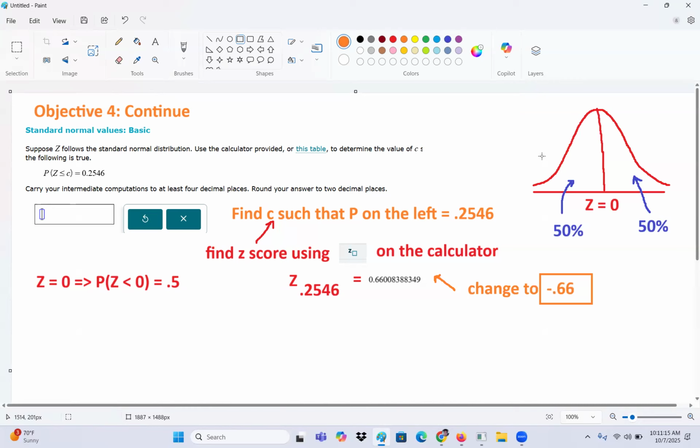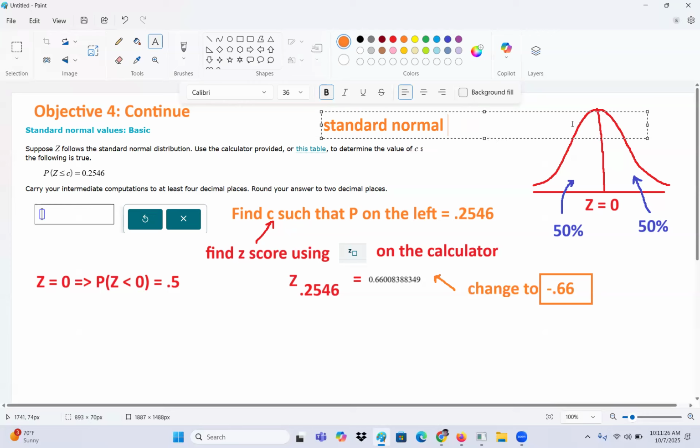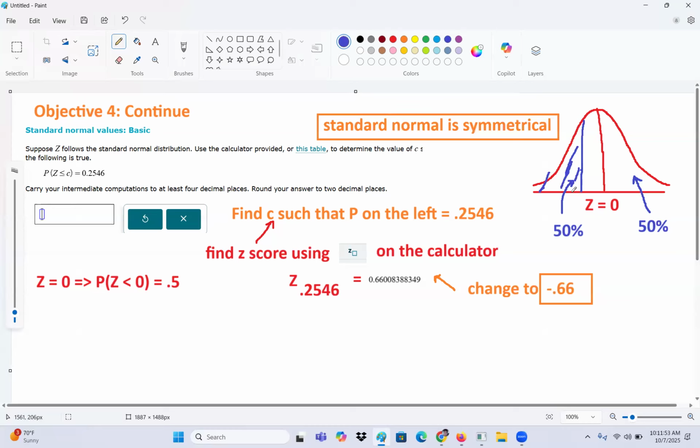The standard normal curve is always symmetrical, and that's how we apply our formula. So meaning that the probability on the left side is going to be reflected in the probability on the right. So if you get something like 25%, the z-score on the left should be negative, should be around here, 25%, something like that.